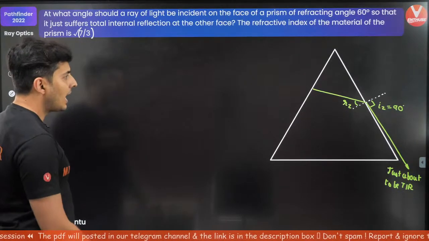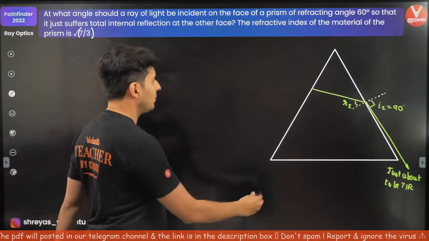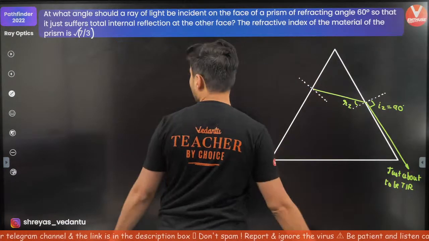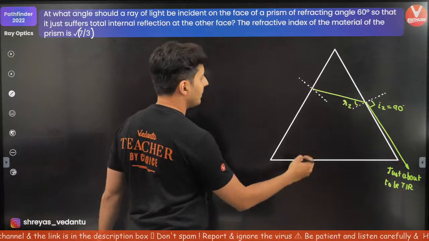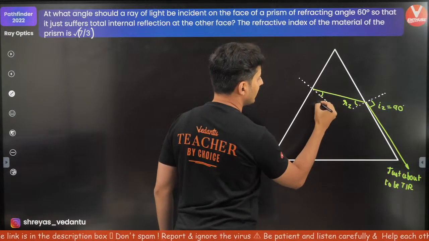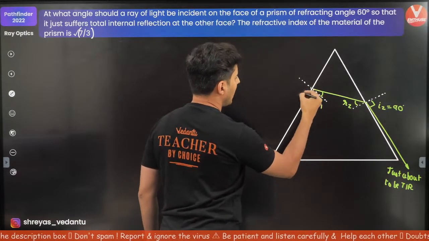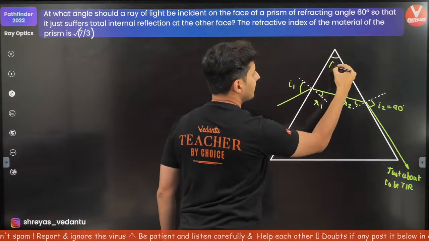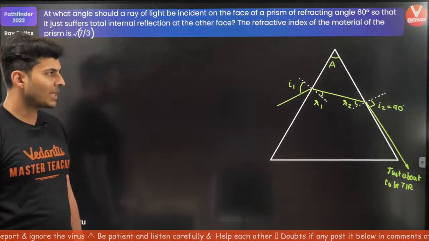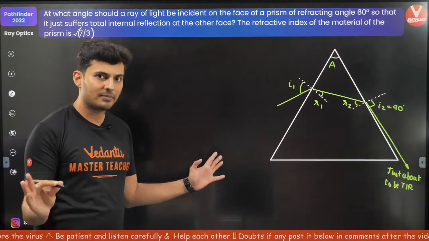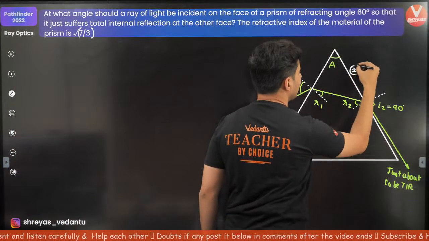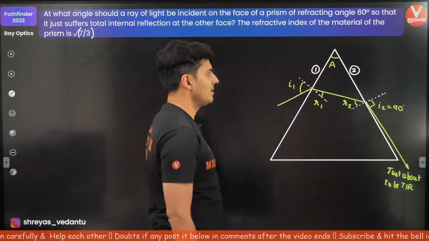Got it? And again drawing more normals right over here. Okay, so this is another normal right over here. Perfecto. And there we go. This is nothing but your R1. And finally, this is nothing but your I1. And this over here is the angle of the prism. Let's try and solve this question. Remember, this one over here is your second surface. This one over here is the first surface.